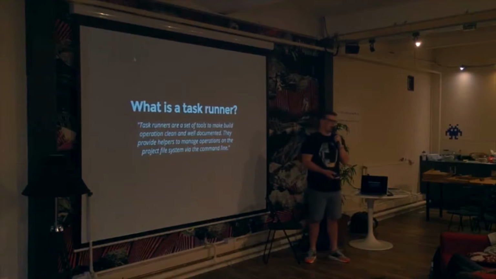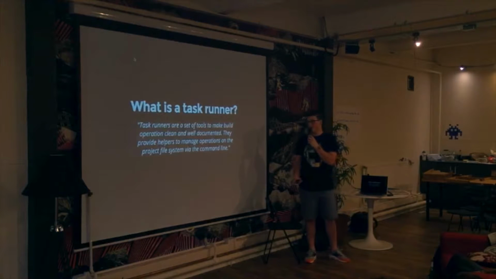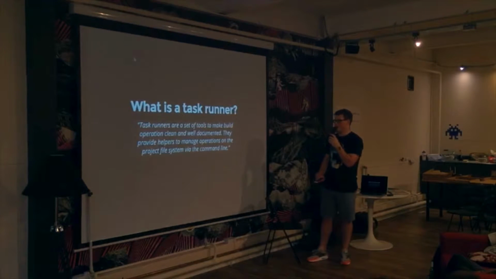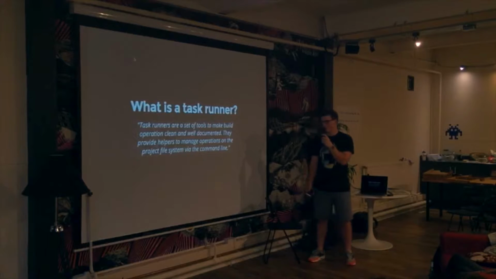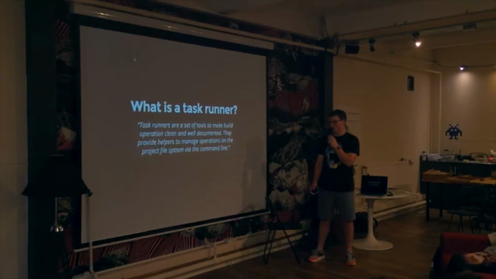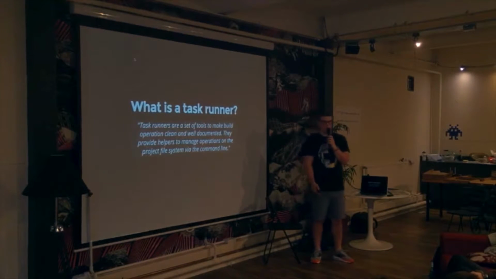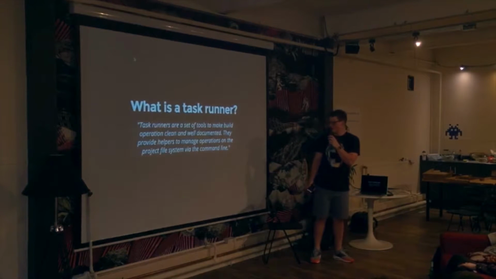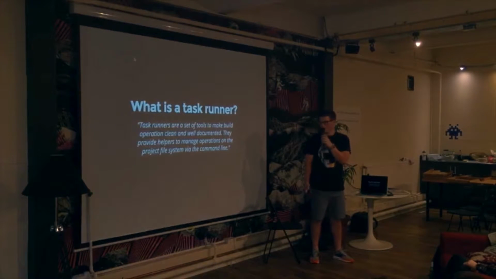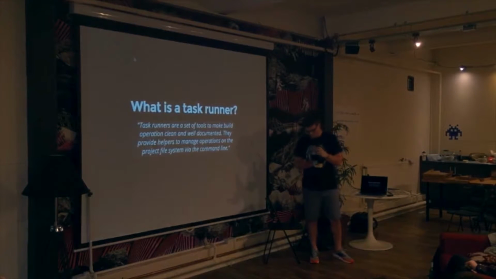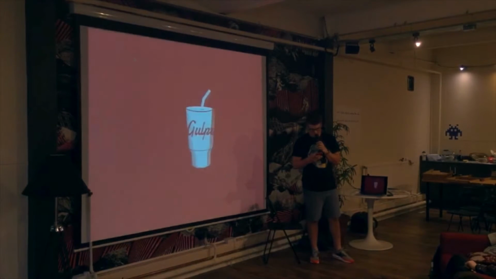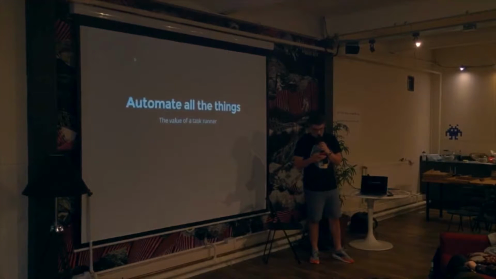So we've covered why you should start using them, but we haven't actually looked at what they are yet. Here's a brief quote. Task runners are a set of tools to make build operations clean and well documented. They provide helpers to manage operations on the project file system via the command line. I know some front-end developers who are still a little wary of the command line. That's one thing with this automation: we have to get over that fear and embrace it, because it's really there to help us. But we'll come to that in a bit. I'm jumping ahead of myself there.